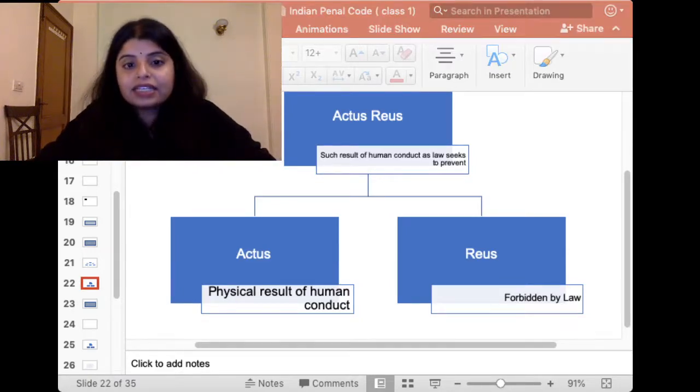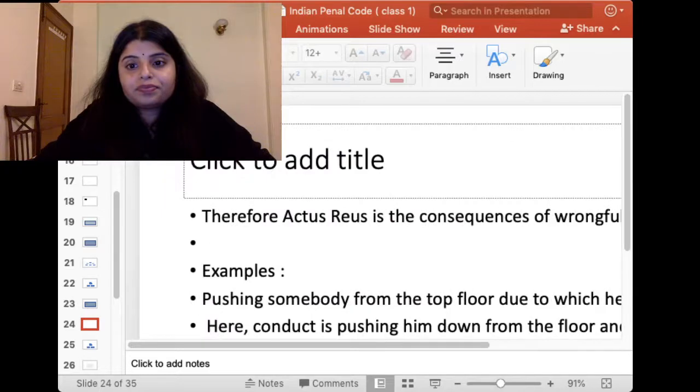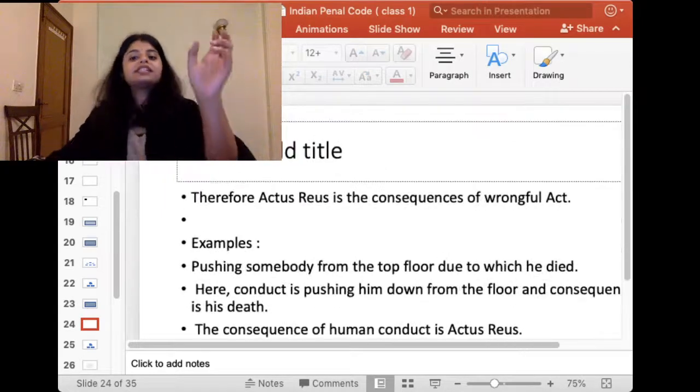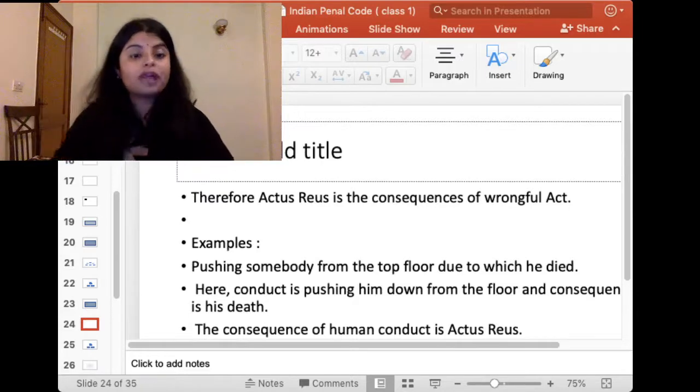To understand it, don't worry if you have not understood it, we'll see it in detail here. Remember, actus reus is the consequence of a wrongful act. So let's see what is a wrongful act.